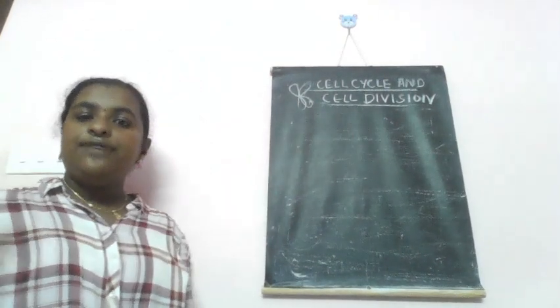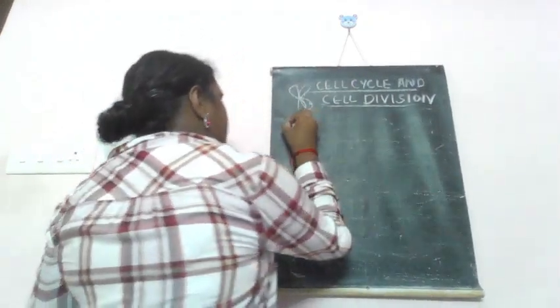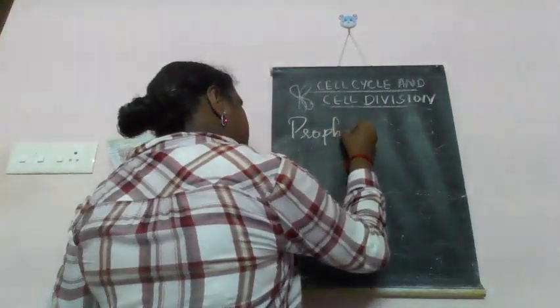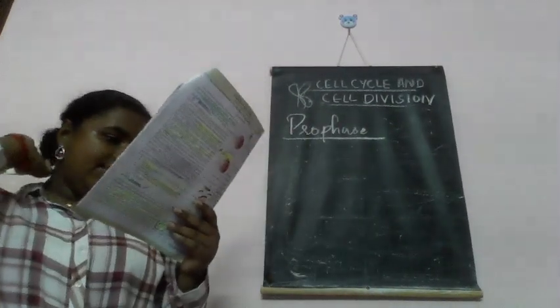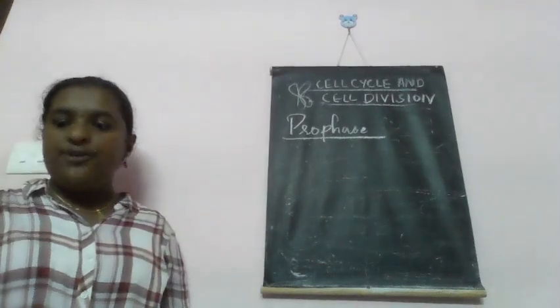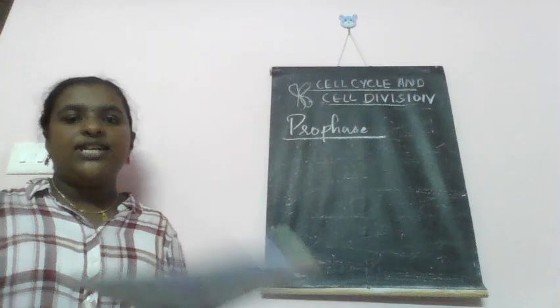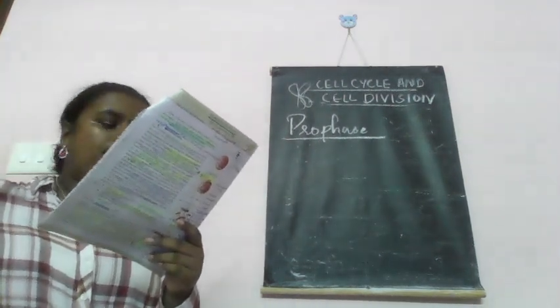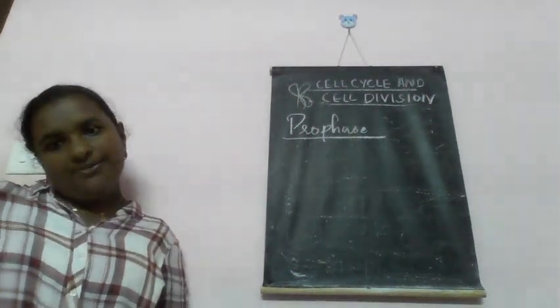First we are going to start with the first stage of nuclear division in mitosis, that is prophase. Prophase is the first stage of karyokinesis of mitosis, followed by the S and G2 phases of interphase.